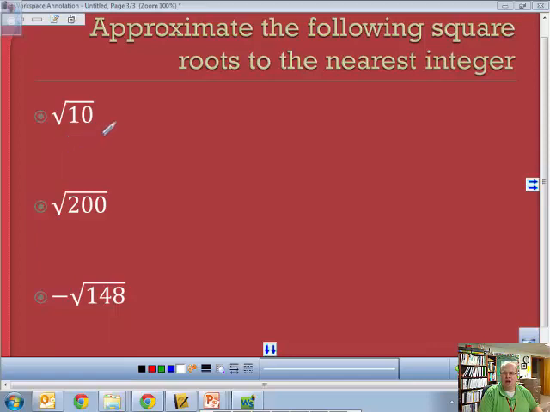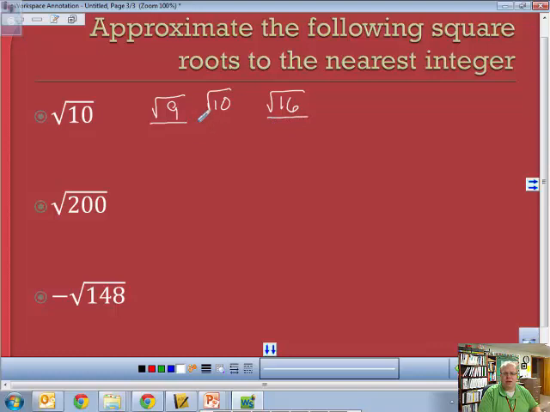Well, I know it sits between the square root of 9 and the square root of 16. So the square root of 10 is going to fall somewhere between these two numbers. Now my question to you, which one is it closer to? Is it closer to 9 or is it closer to 16?